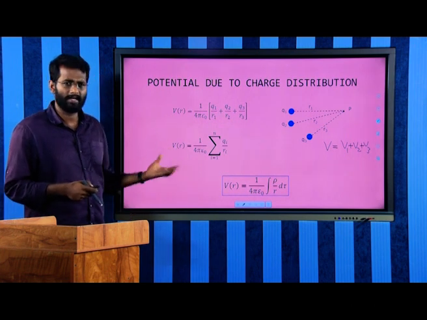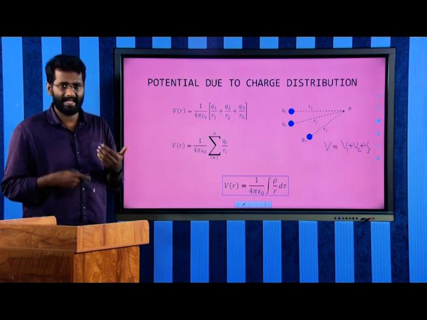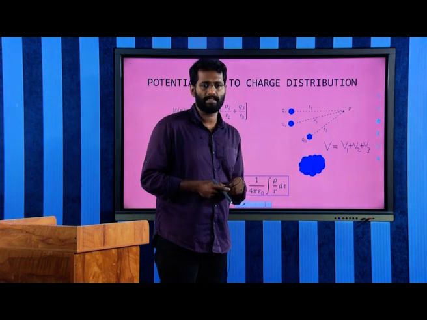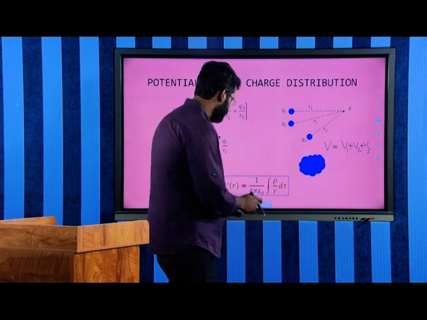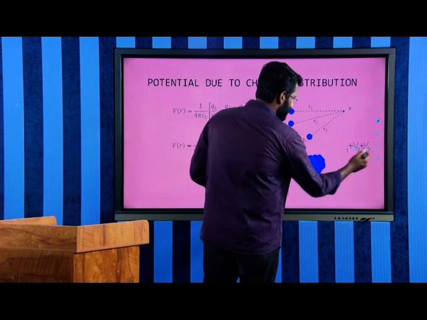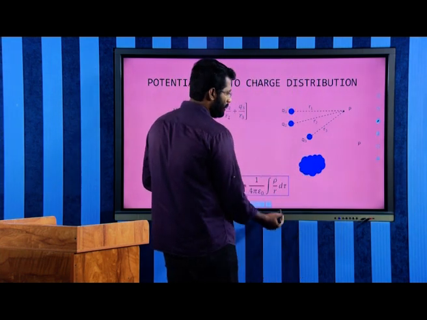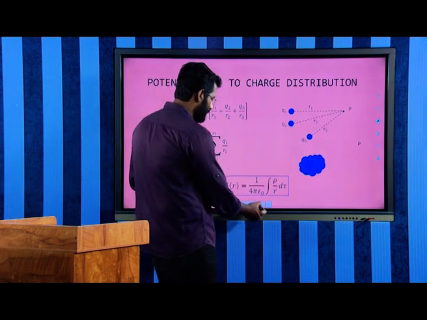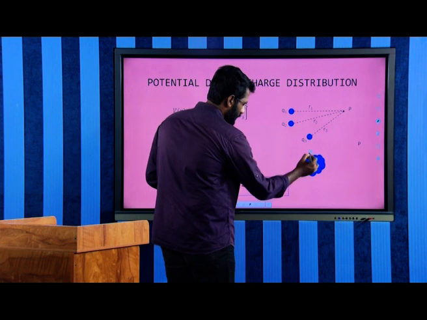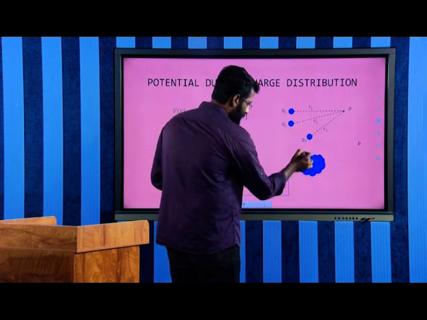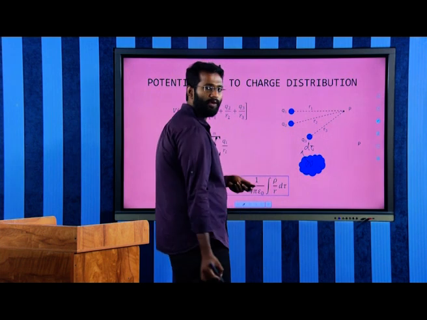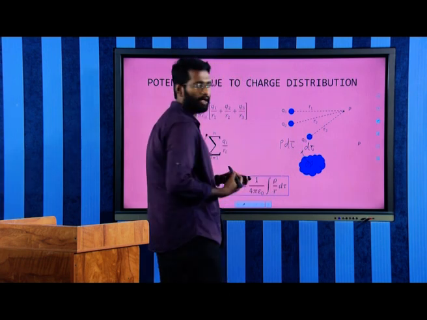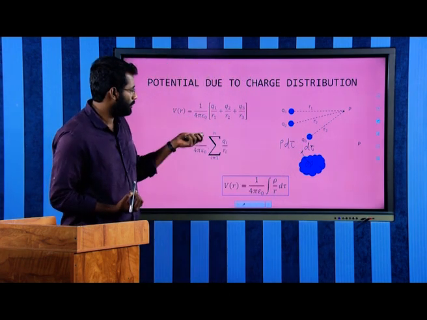Now, from this expression we can find the expression for a continuous charge distribution. Imagine that this is a continuous charge distribution and we want to find the potential due to this at a particular point. For that we consider a small elemental volume, let that volume be d tau, and this d tau will consist of a charge. If the charge density is rho, then the charge inside is rho d tau.